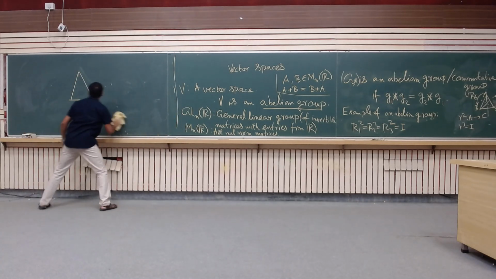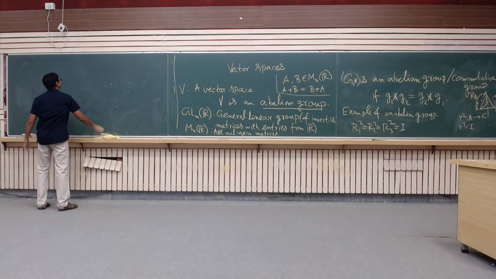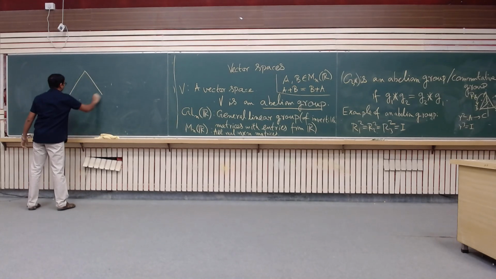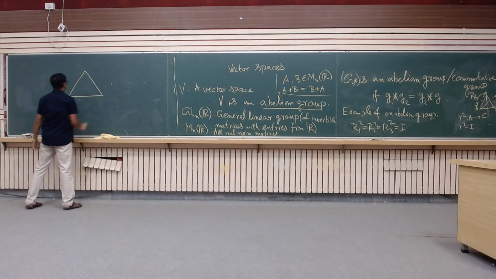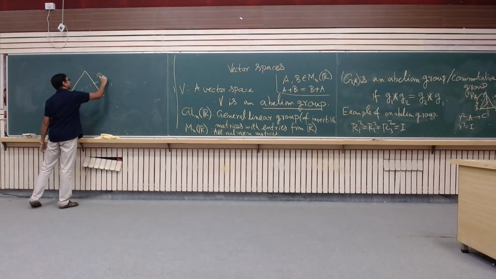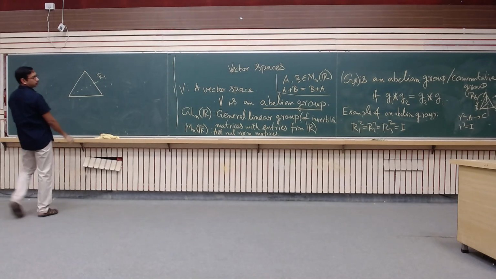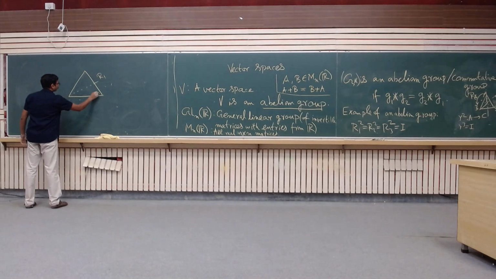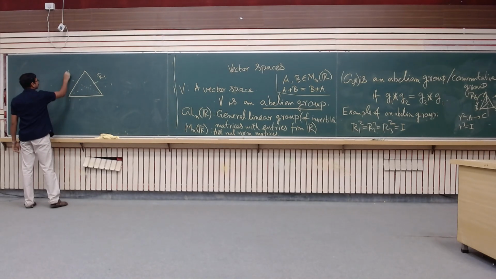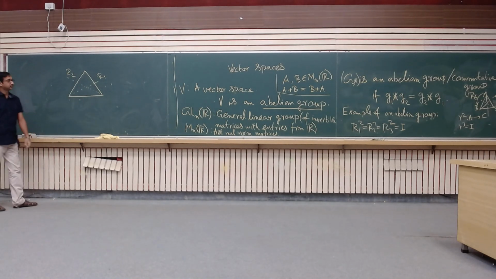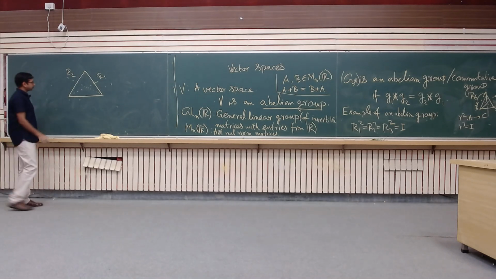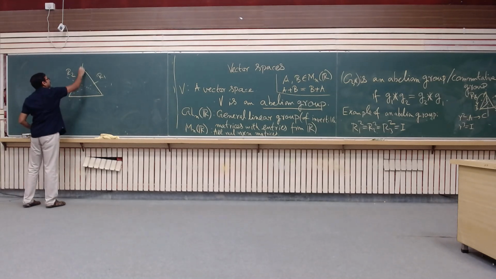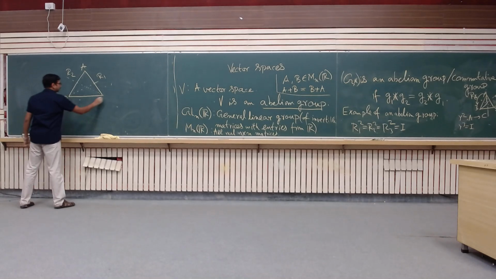This is not quite equilateral, isosceles, I would say. So we were denoting R1 as the reflection on this axis, right? And R2 was this one, the reflection on this axis. Okay, and now call the vertices A, B, C.